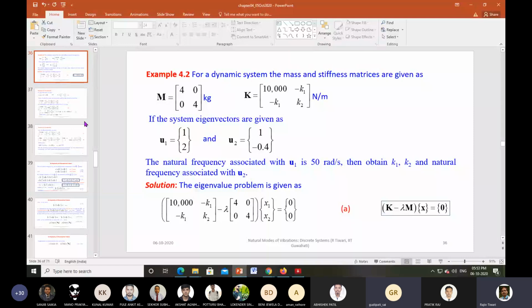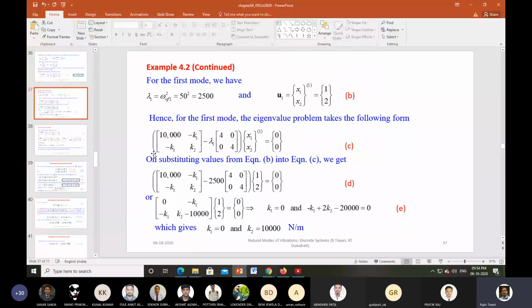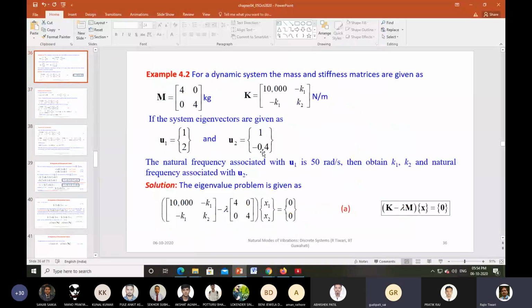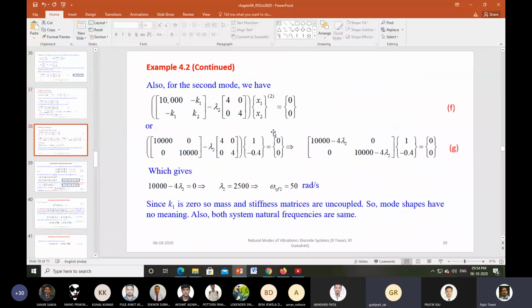Actually, what is happening here is that the mode shapes are independent. If you use any other mode shape, you'll also get the same. So this is independent of the mode shape. Mode shape has no meaning here, because the two systems are uncoupled, so they cannot have relative motion. The two systems are independent, so the condition that the relative displacement has the same ratio does not hold here, because both the systems are uncoupled.